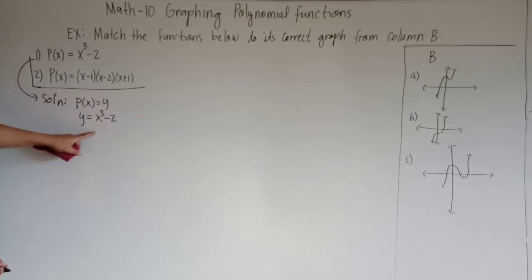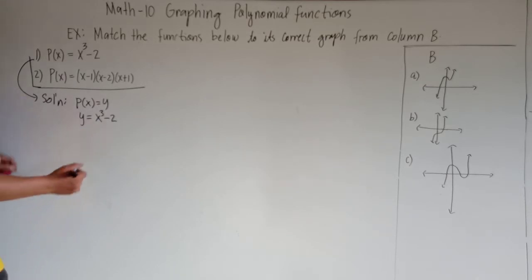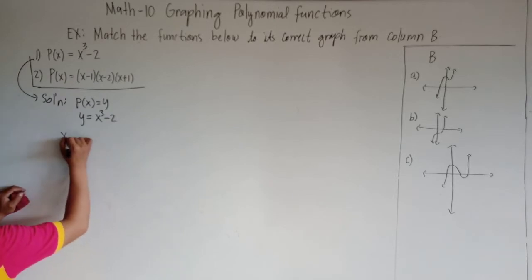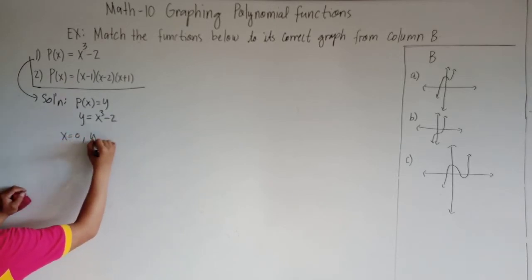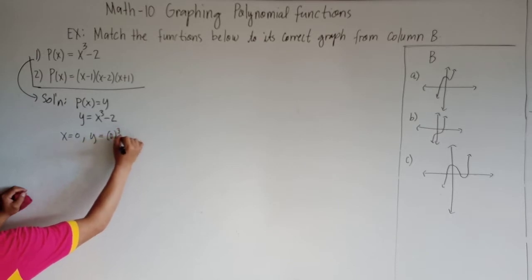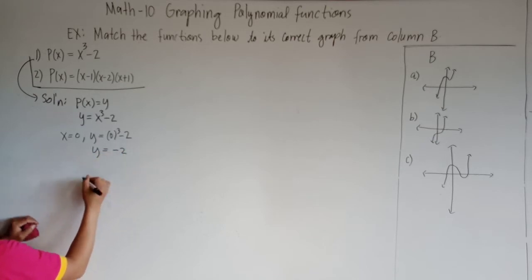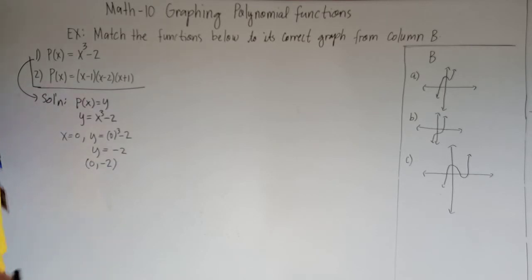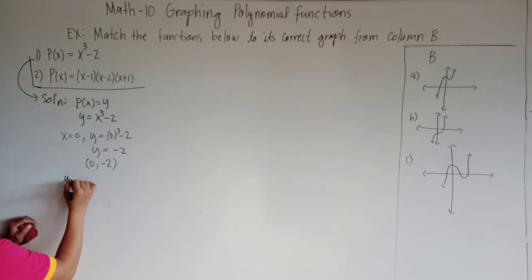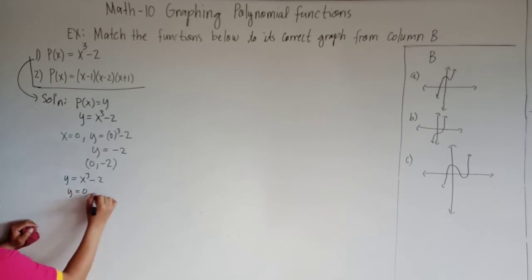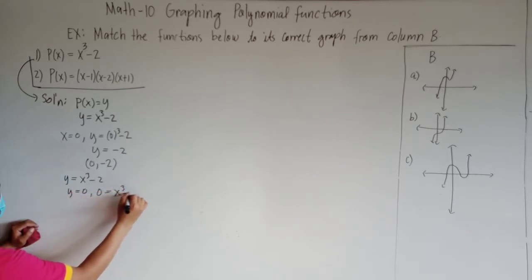Okay? Then at this time also we can make use of the x and y intercepts. When x is equal to 0, then y is equal to 0 to the power of 3 minus 2, or y is equal to negative 2. Therefore, it's at point (0, -2). Okay? What about when y is 0? What about when y from the function y is equal to x cubed minus 2 is equal to 0? So we have here 0 is equal to x cubed minus 2.